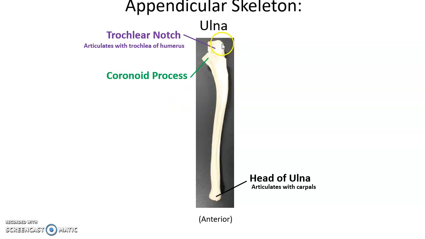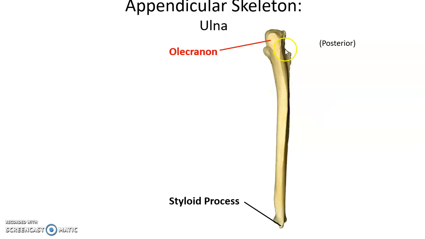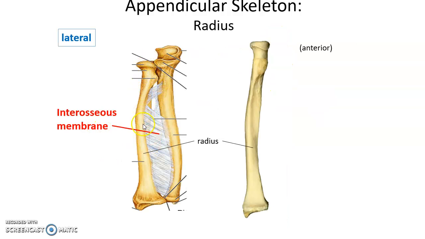Again, we have a U-shaped structure, the smooth U that fits around the trochlea, called the trochlear notch. It is made up by the coronoid process sticking out anteriorly and the olecranon sticking out posteriorly. Olecranon, posterior. All right, that brings us to the radius.